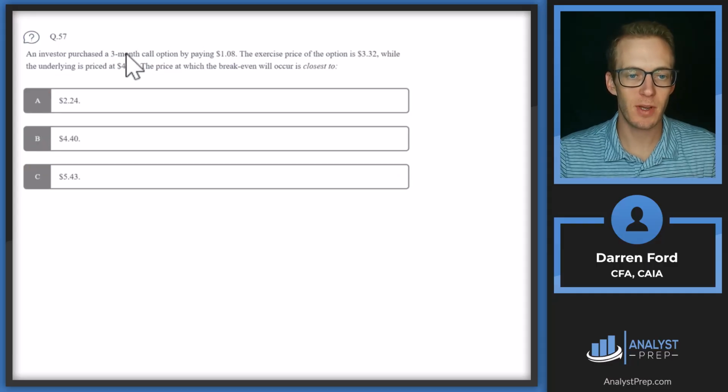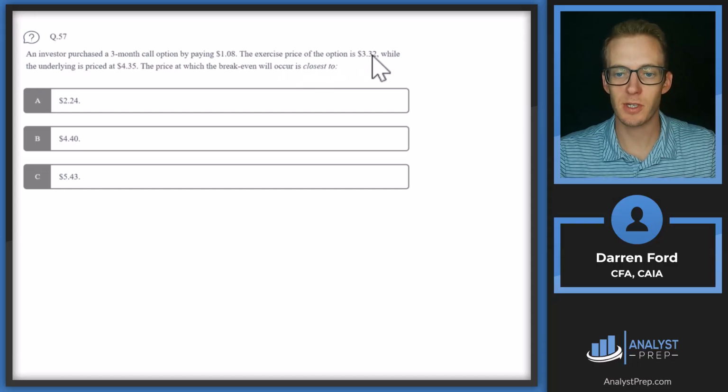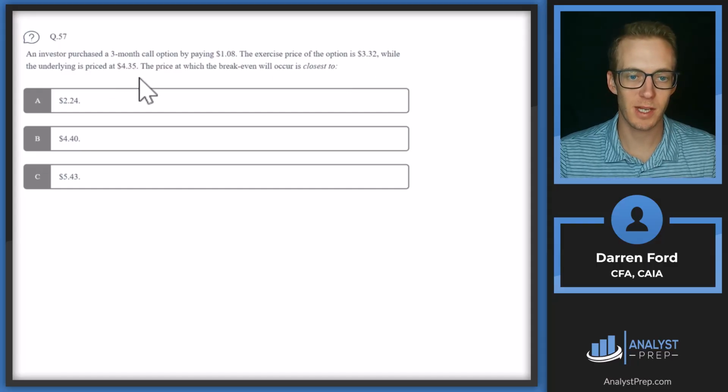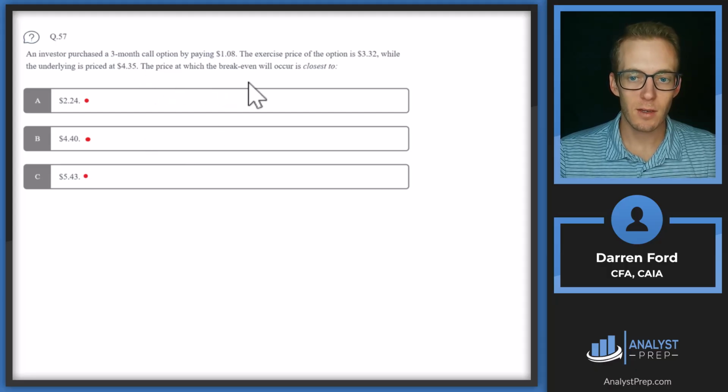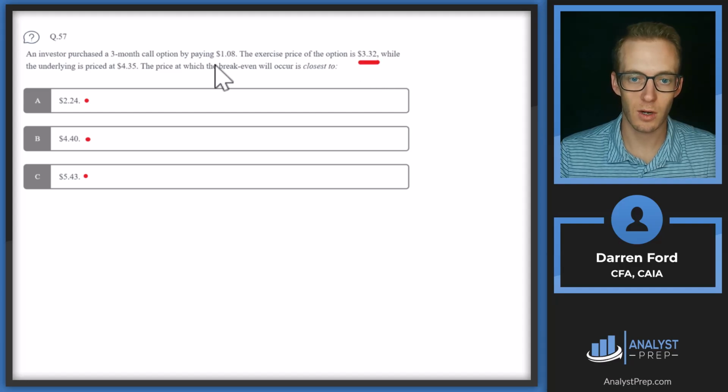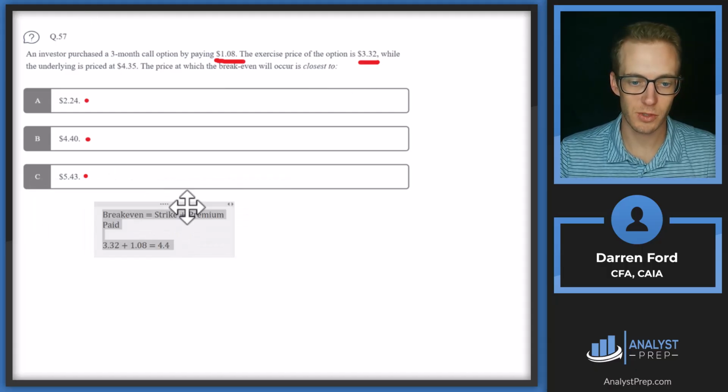Question 57. An investor purchased a 3-month call option by paying $1.08. The exercise price of the option is $3.32, while the underlying is priced at $4.35. The price at which the break even will occur is closest to $2.24, $4.40, or $5.43. So for our break even, this is going to be equal to exercise price plus our premium that we paid. So once we get over this, then we're going to be making money. So it's a pretty straightforward calculation here. Break even equals strike plus premium paid. We get 4.4, which will give us answer B.